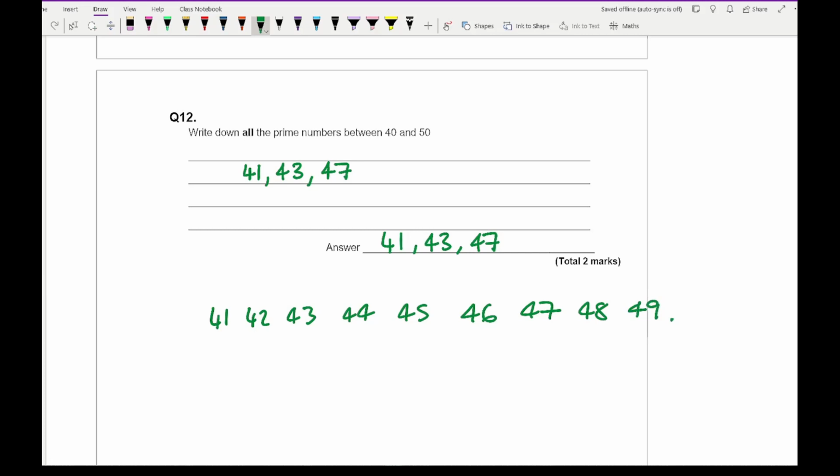Another way you could do it is if you've got a fact button on your calculator, especially if you've got a Casio one: just enter the number, press equals, press shift and fact. If it comes out as the same number, then it's a prime number.